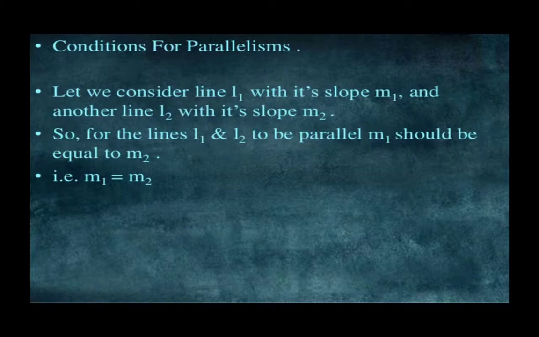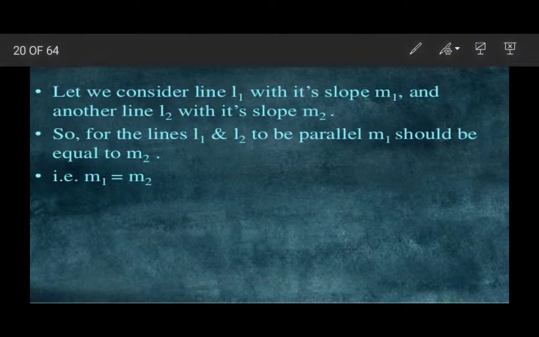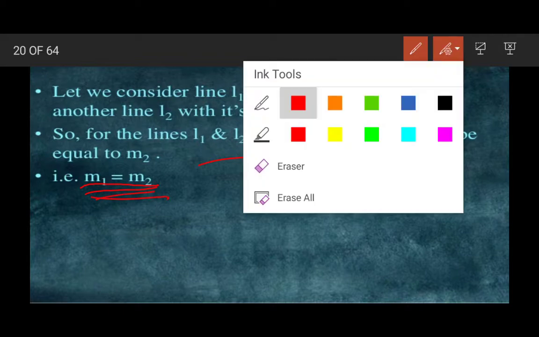So for parallel lines, the condition is in terms of slope: their slopes should be equal. Two lines are said to be parallel to each other if their slopes are equal. If m1 is equal to m2, then the lines are parallel. Okay, so two lines are parallel if their slopes are equal.